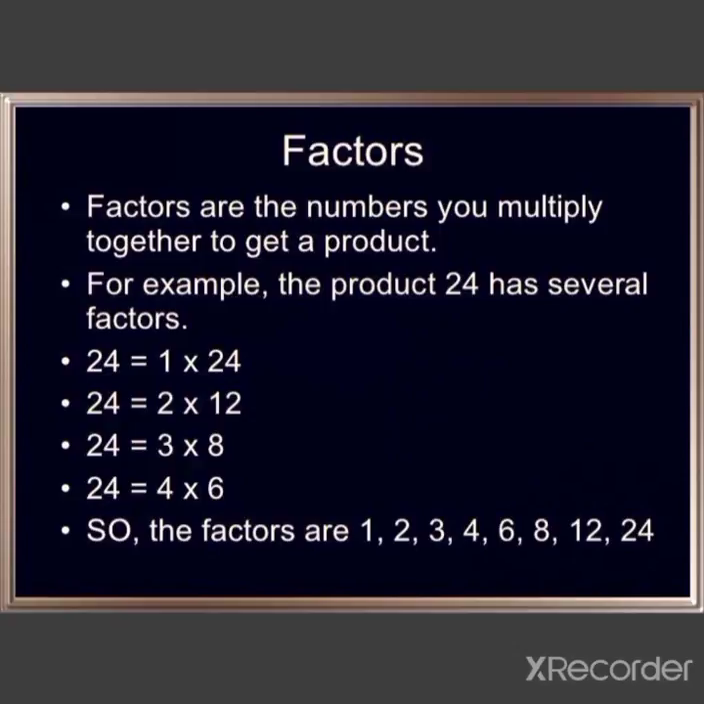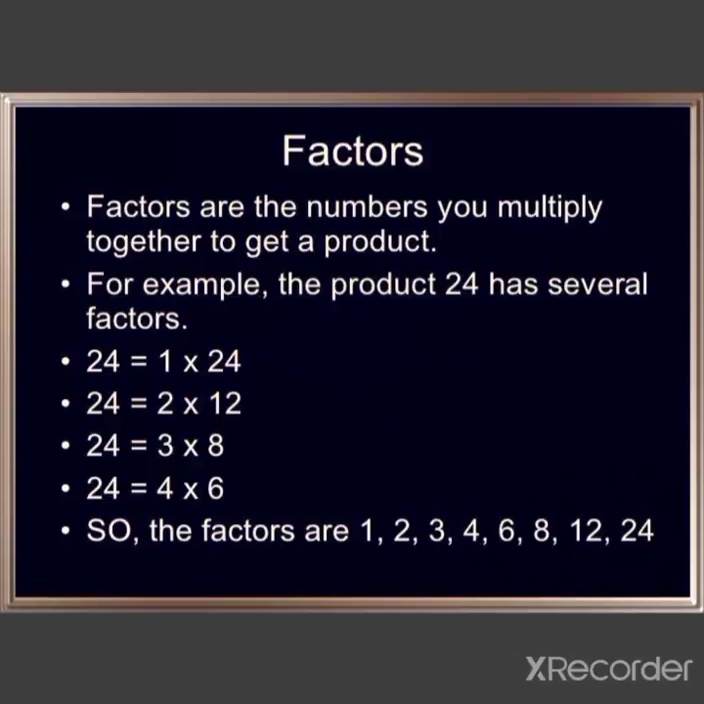Let us talk about another, that is 8 3s are 24. So 8 multiplied by 3, we will get the product as 24. So 8 and 3 are also factors of 24. Let's talk about another factor pair, that is 6 4s are 24. So 6 and 4 are also factors of 24. So the factors from the top are 1, 2, 3, 4, 6, 8, 12, 24. So these are the factors of 24.